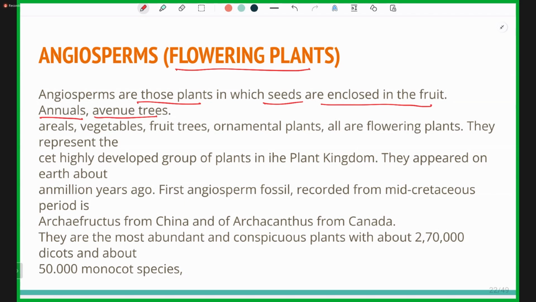They represent the highly developed group of plants in the plant kingdom. They appeared on the earth about a million years ago. The first angiosperm fossil recorded in the mid-Cretaceous period is Archaefructus from China and Archaeanthus from Canada. Now they are the most abundant and conspicuous plants, ranging from about 2,70,000 dicot species to 50,000 monocot species.